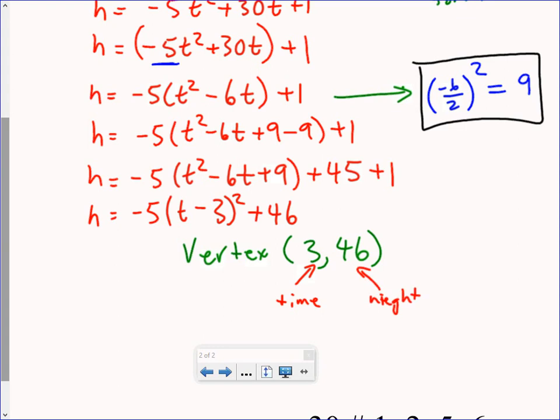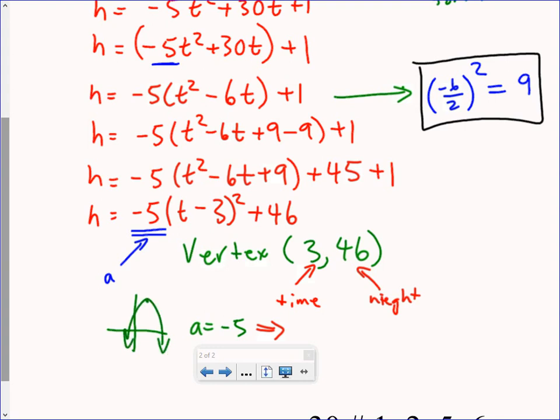Now, remember, when we were doing our calculations beforehand, we always took a look at this thing. This value here represents the a value for our parabola. In this case, again, a is equal to negative 5. That means that this is a sad parabola, which means it looks like this. If I took 3, 46, I got a point somewhere in that quadrant. And because it's a sad parabola, it opens down.